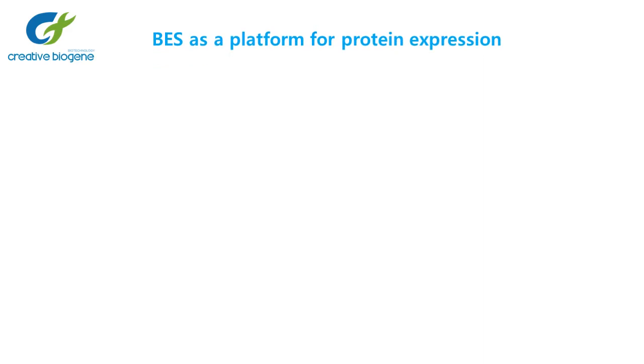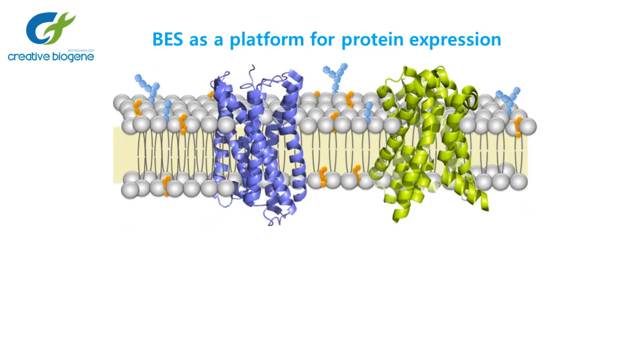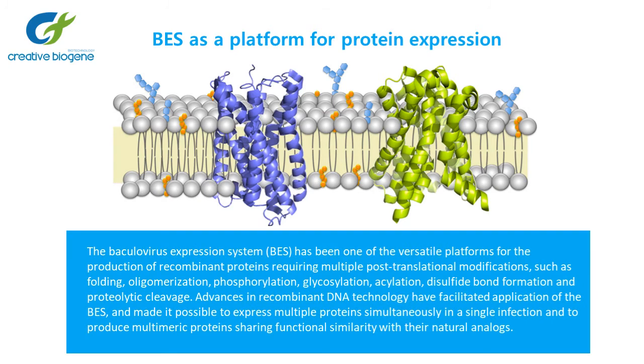Baculovirus expression system is a platform for protein expression. The baculovirus expression system has been one of the versatile platforms for the production of recombinant proteins requiring multiple post-translational modifications, such as folding, oligomerization, phosphorylation, glycosylation, acylation, disulfide bond formation, and proteolytic cleavage.